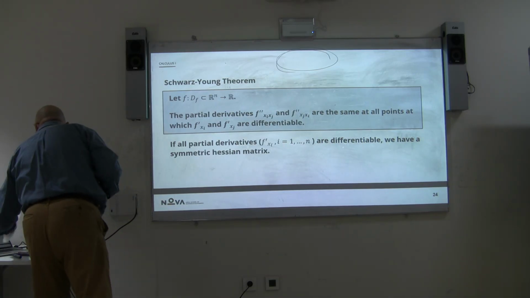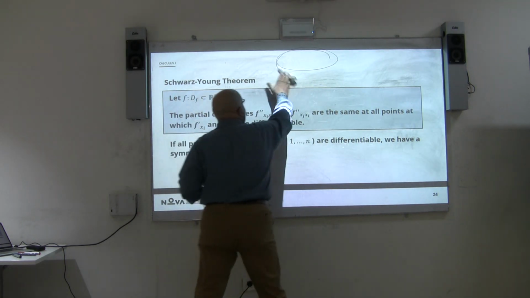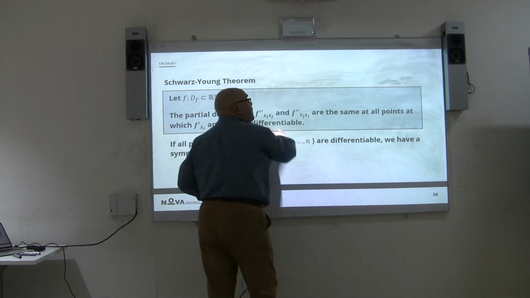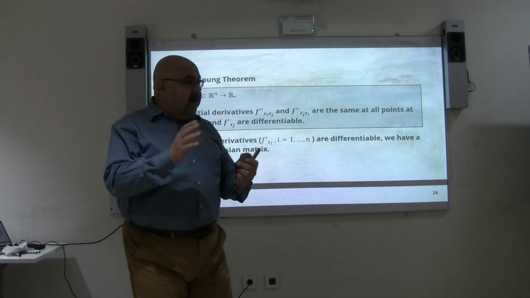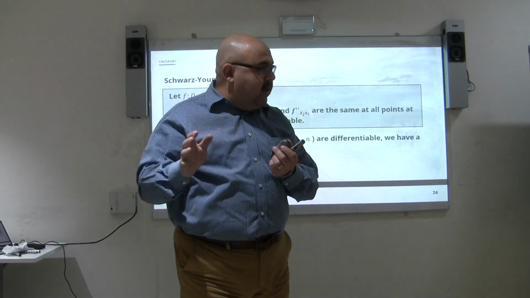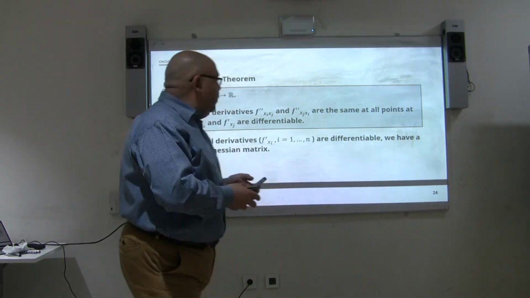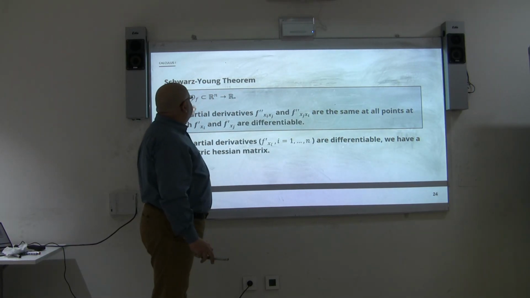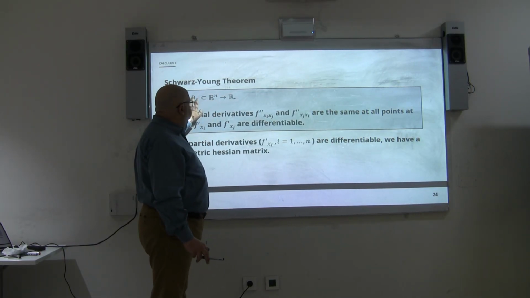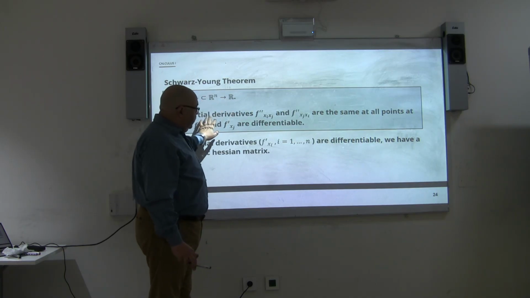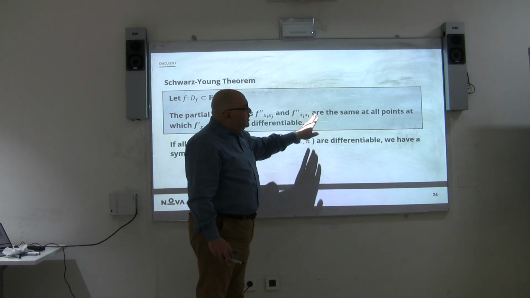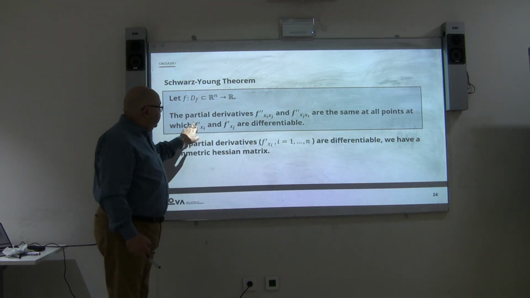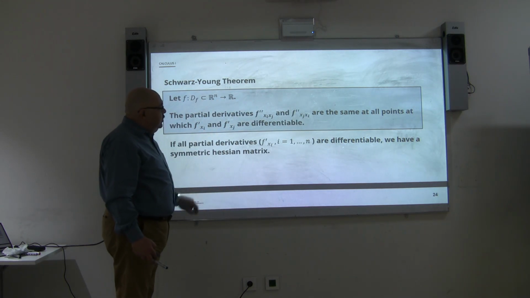Schwarz-Young theorem, we already know it previously. If your function has partial derivatives and is differentiable or continuous, the mixed derivatives will equal each other. So partial 2f over partial x partial y will equal partial 2f over partial y partial x. That's about the mixed derivative. Once more, if f is a function from Rn into R, the partial derivatives f double xi xj and f xj xi are the same at all points at which f dash xi and f dash xj are differentiable.